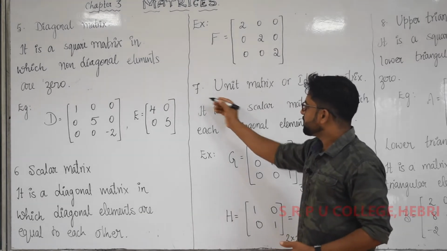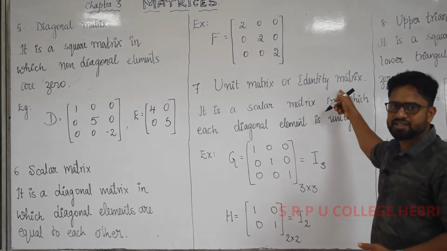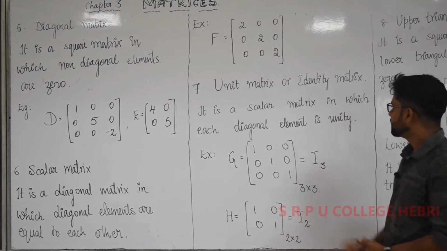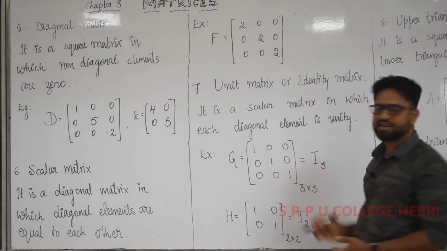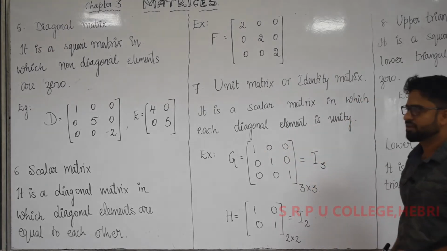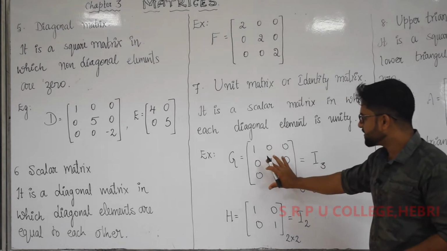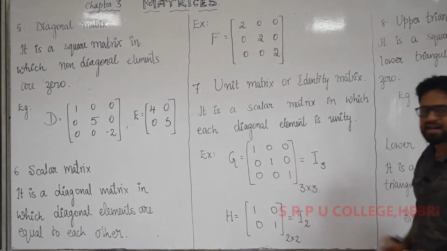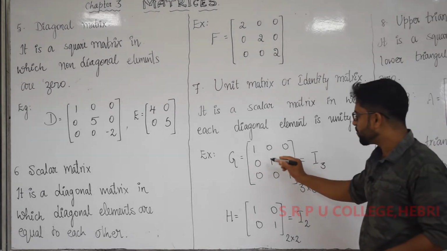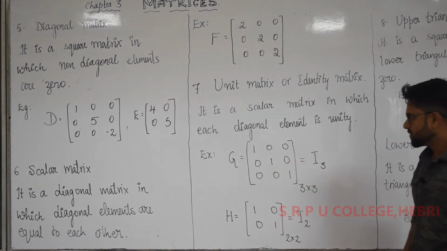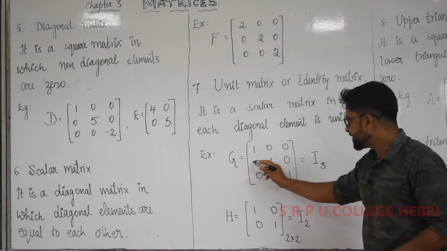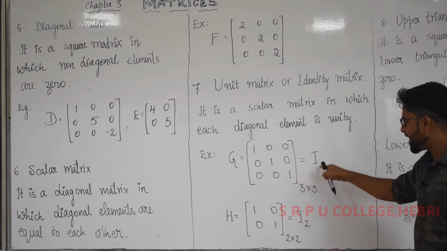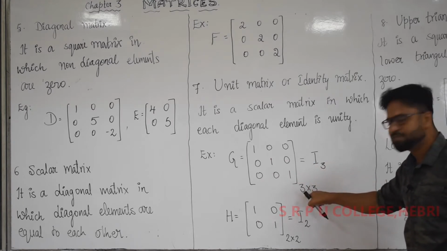Next, come to the next type, unit matrix or identity matrix. It is a scalar matrix in which each diagonal element is equal to unity. That should be scalar matrix. And one more condition is added here, the diagonal entries are equal to unity: 1, 1, 1. So example, here G is equal to first row, second row, third row, and this matrix we will write as I3 because order of this matrix is 3 cross 3.